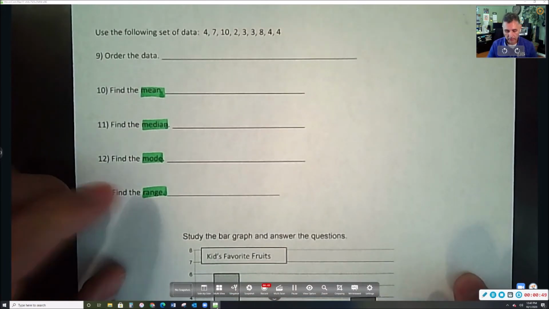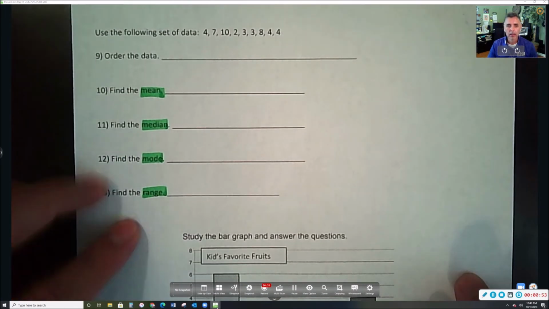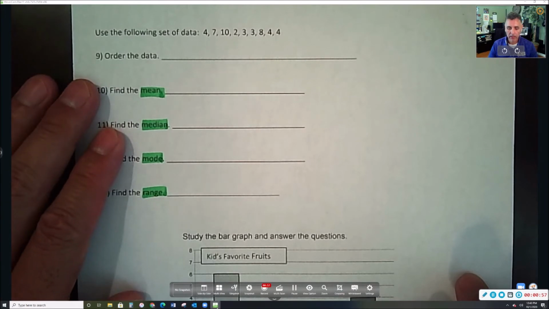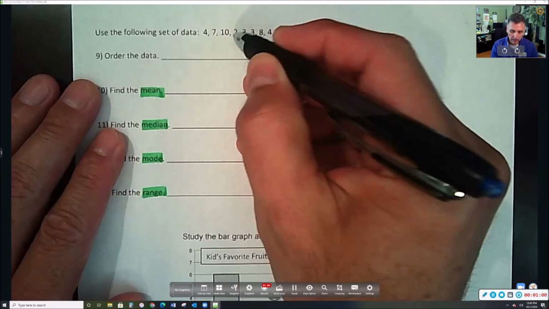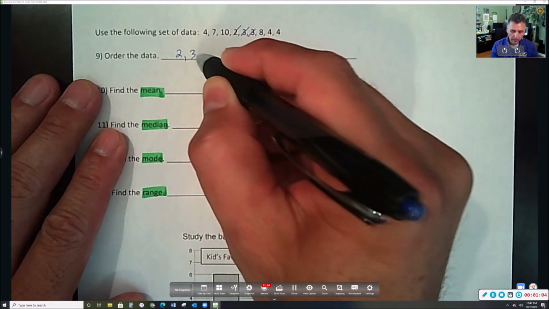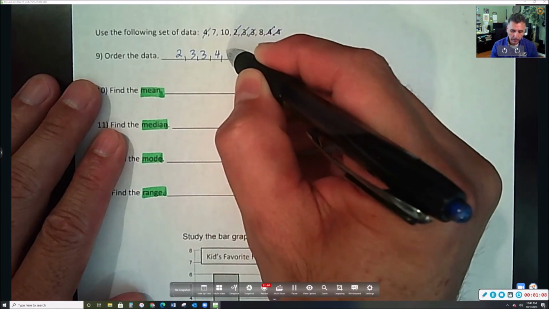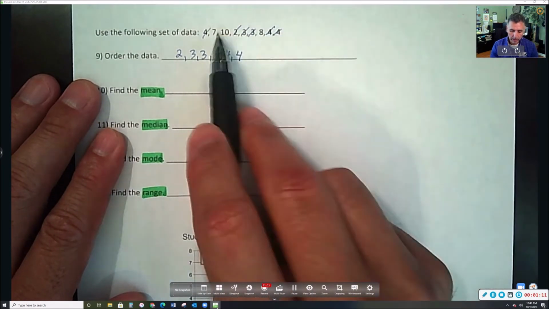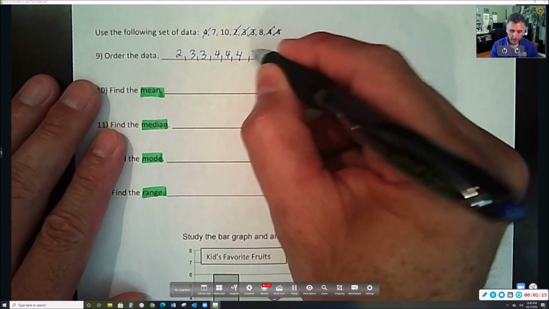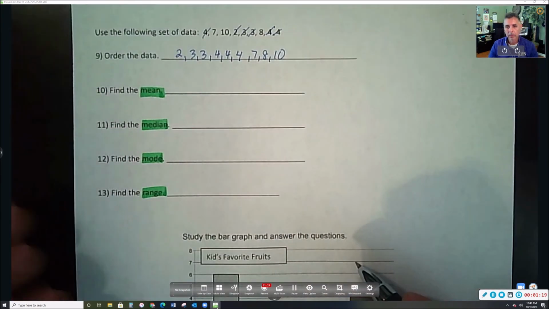Again, because then figuring out range, mode, median, and mean makes it a lot easier. So let's start putting this in order. If you look, there's a 2. There's 2 3s. There's 1, 2, 3, 4 4s, right? And then we're going to finish it off with a 7, 8, and 10. Okay.